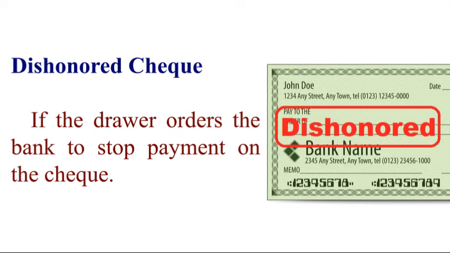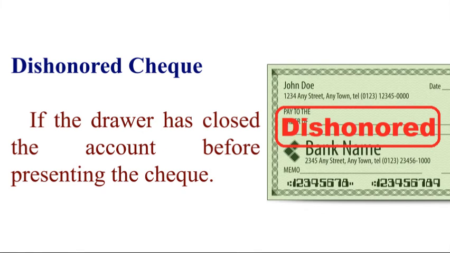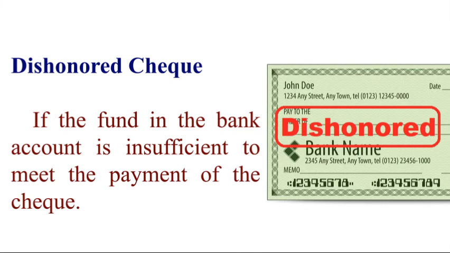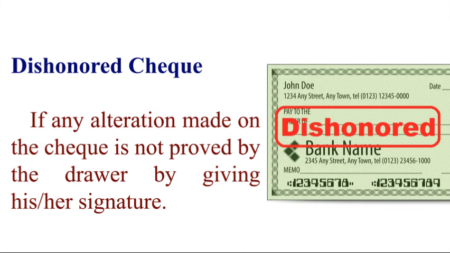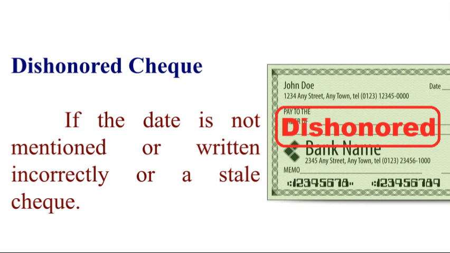if the drawer orders the bank to stop payment on the check, if the court of law has given an order to the bank to stop payment on the check, if the drawer has closed the account before presenting the check, if the fund in the bank account is insufficient to meet the payment of the check, if the bank receives the information regarding the death or lunacy or insolvency of the drawer of the check, if any alteration made on the check is not proved by the drawer by giving his or her signature, if the date is not mentioned or written incorrectly or is stale check. There might be some other reasons also.